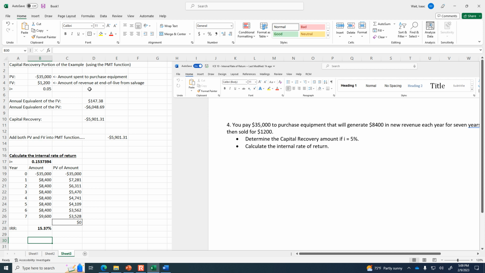So that's the warning. And then what's the assumption with internal rate of return? Well, it assumes internal reinvestment. So all the money that's being generated goes back into the same project or some account that gives you the same rate of return. So sometimes that's true, other times it's not.